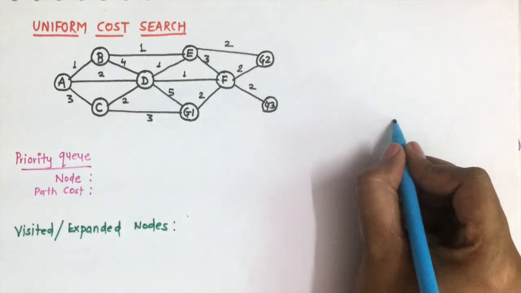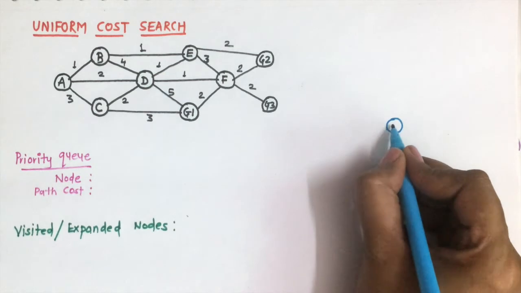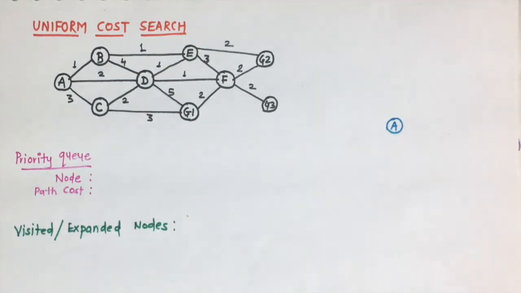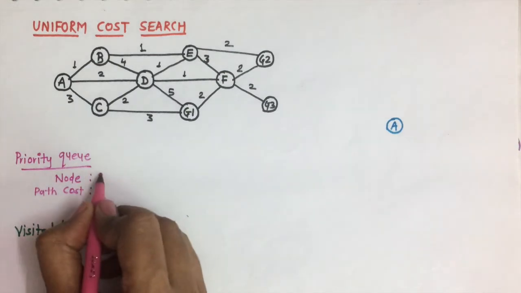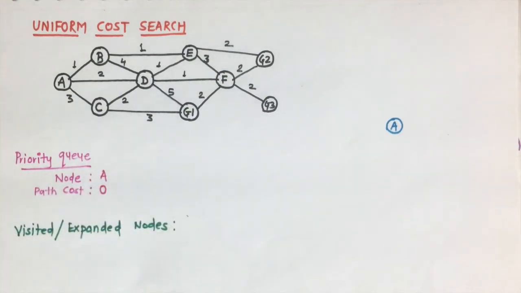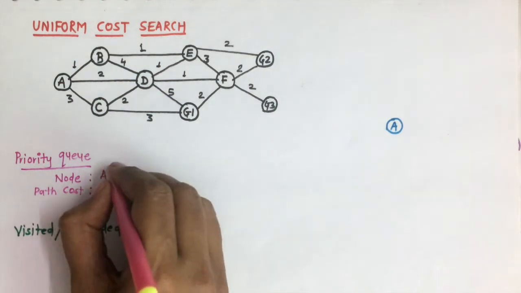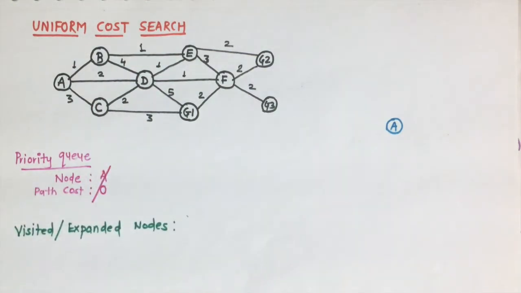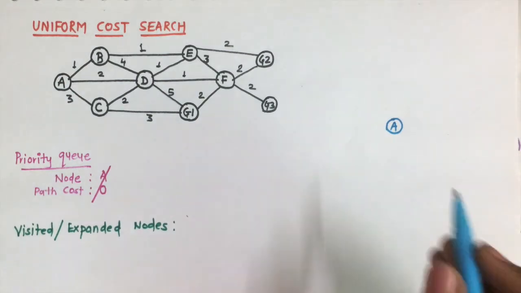Initial state will be the root node of the search tree and it will be added to the priority queue with its path cost. Path cost of node A from node A will be 0. Then element will be popped from the queue. So A will be popped. Then it will be checked whether A is goal state or not. A is not goal state, so it will be expanded further.